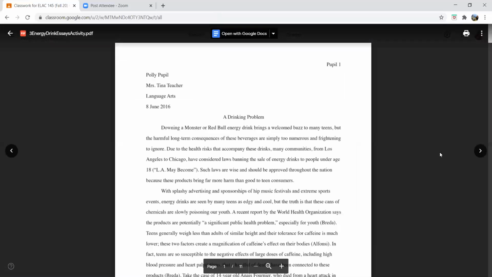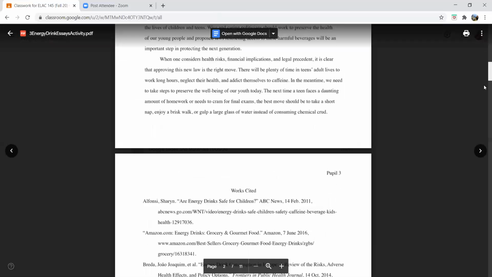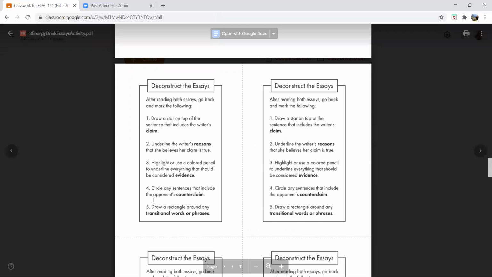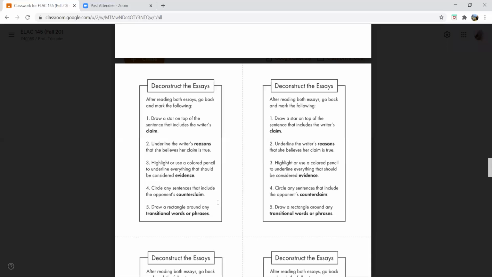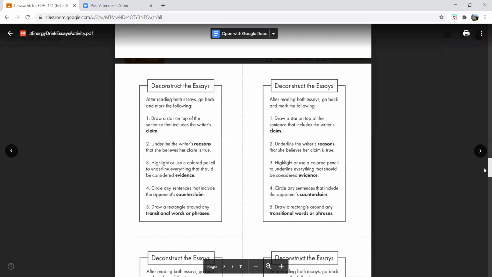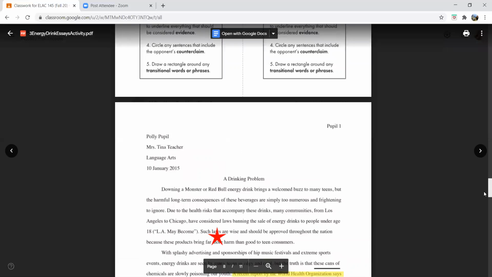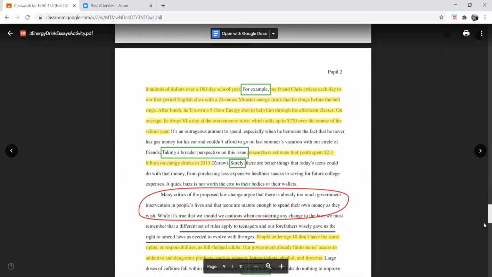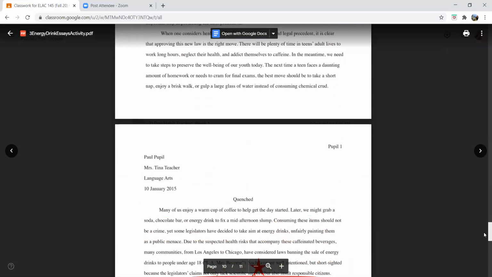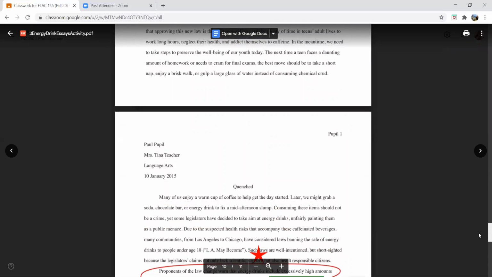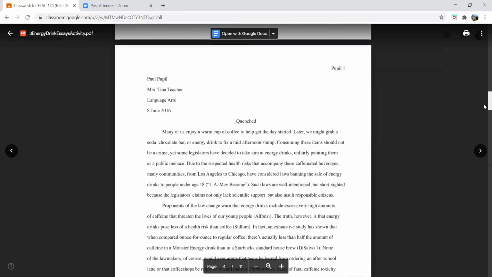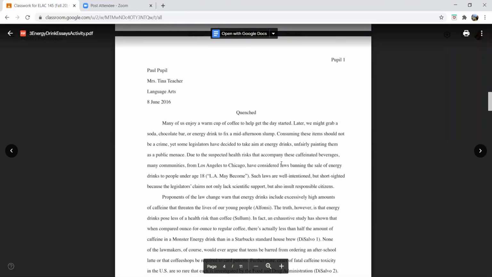But let's go back to energy drinks, because we need to do the same thing. We need to deconstruct the essay, going through steps 1 through 4, looking for claim, reasons, evidence, and counterclaim. We need to do that one final time with the con essay, which was called Quenched. All right, so again, quickly, let's take a look. You should be able to look at the format, even without reading it. Does it look like an essay? Yeah. Does it have MLA format, something at the top in the corner? Yep.